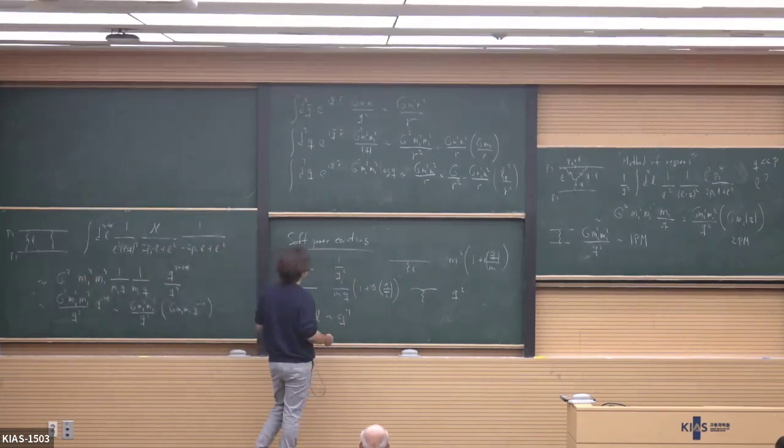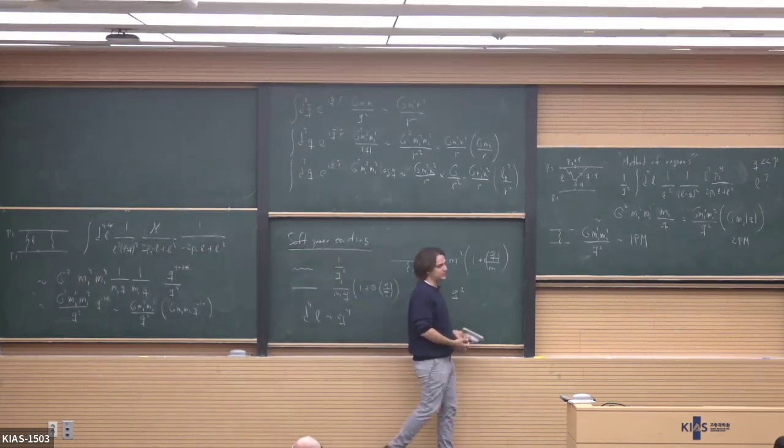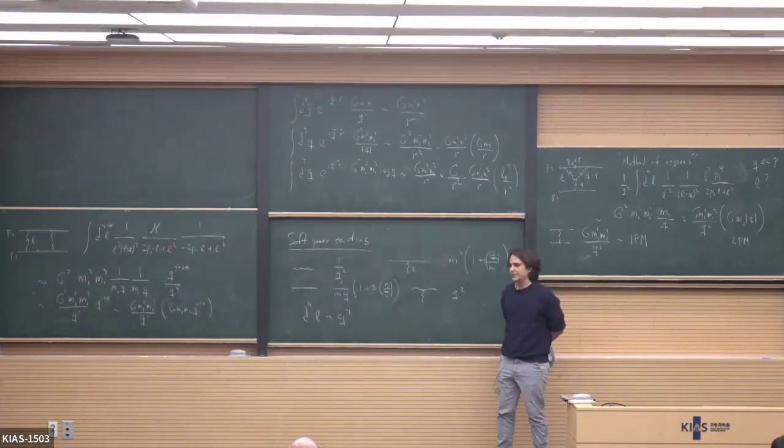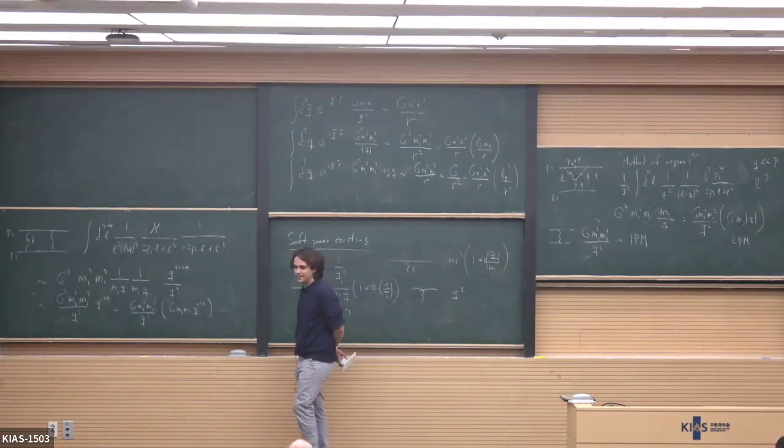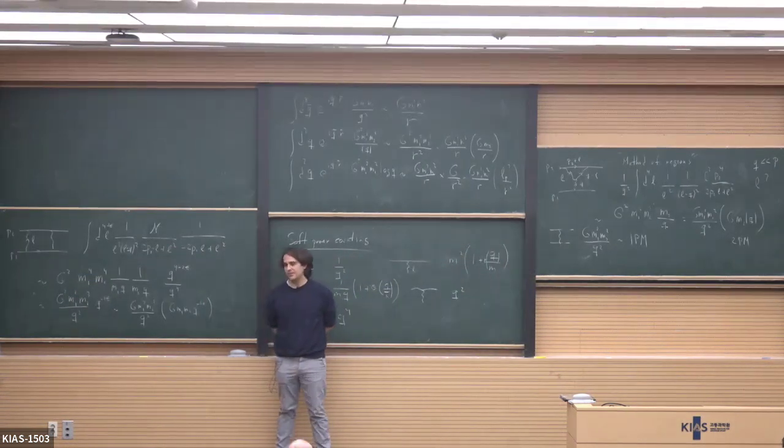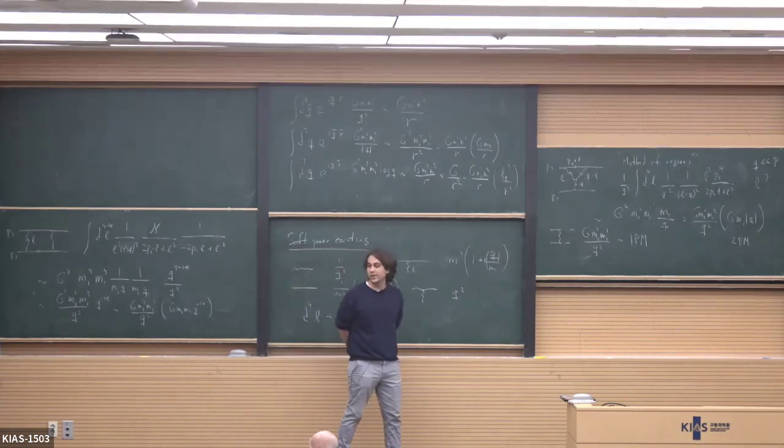Exactly, yeah. So remember, I told you that the thing that we need to compute to extract classical physics is not actually the amplitude, but it's the logarithm of the amplitude. Okay, that's the classical thing.